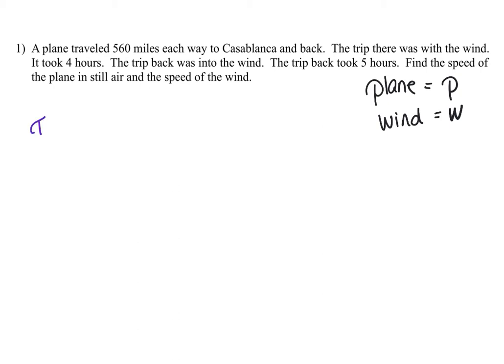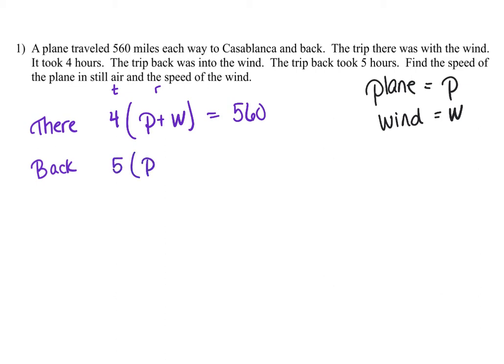The trip there was with the wind. So is the wind helping or hurting? With the wind, it's helping. So we are going to add those two. So my time times my rate is going to equal my distance, which is 560. On the way back, it was against the wind or into the wind, so it was hurting it, so we're going to subtract those. And those are my two equations.